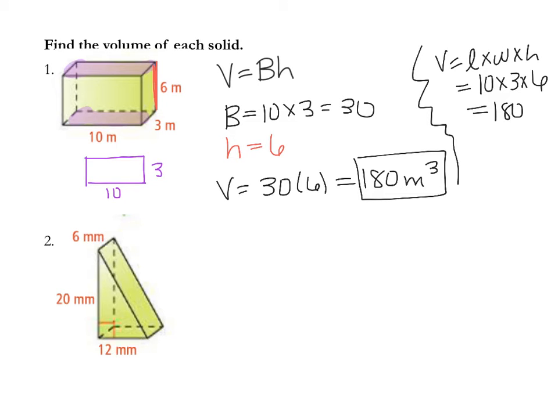So if you look at number 2, I cannot use length times width times height because it's not a rectangular prism. That's the only time length times width times height works. So this one I have to use this prism formula. I have to do big B times H.